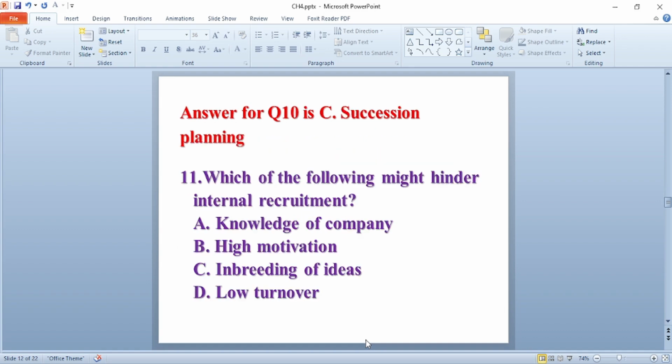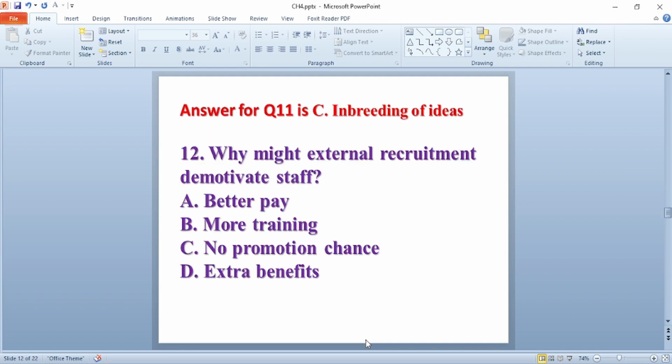Question number 11. Which of the following might hinder internal recruitment? A. Knowledge of company. B. High motivation. C. Inbreeding of ideas. D. Low turnover. The answer for this question is C. Inbreeding of ideas.